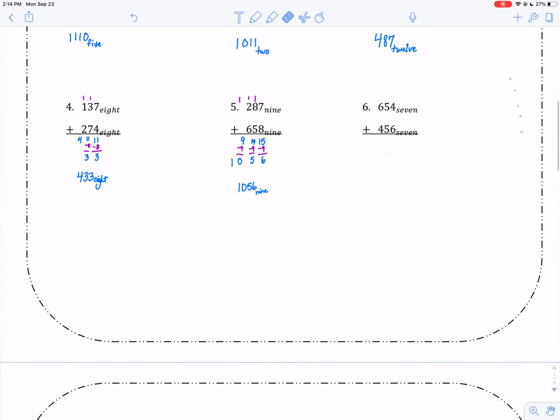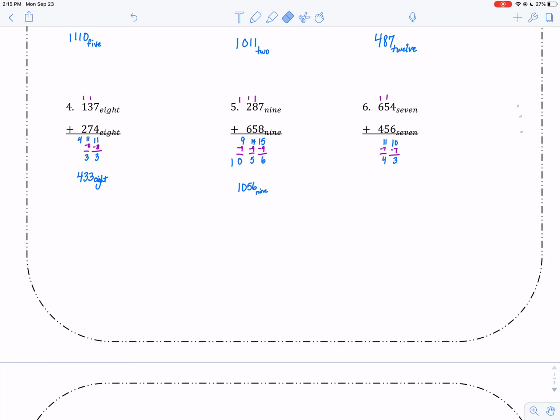Let's do one more. This is base 7. So the highest number I can have is 6 in base 7. So when I add those, notice I get a 10. So I'm going to subtract 7. I have 3 units left over. I carry the rod that I just created. So now I have 11 rods. Can't have 11 in base 7, so I'm taking 7 away. So I have 4 rods left over.